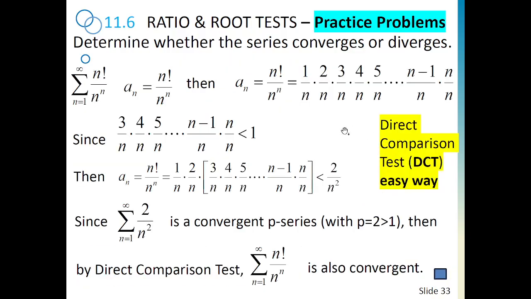So what if we are just wise a little bit and just write out terms? So n factorial is 1 times 2 times 3 times 4 times 5 up to n, and n to power n is n times n times n times n. So we just write it out to see what happens. We observe that each of these terms is smaller than 1. 1 over n is smaller than 1, 2 over n smaller than 1, 3 over n smaller than 1. So the product will also be smaller than 1, obviously.